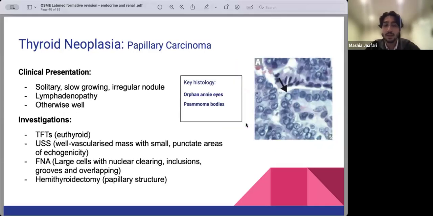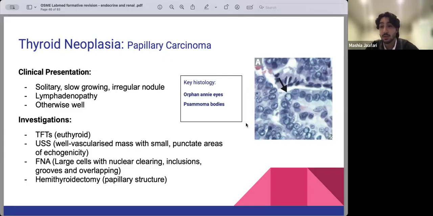Again, the presentation of most of these thyroid cancers is quite similar. They're these solitary, slow-growing nodules. In papillary carcinoma, you can get lymphadenopathy if it's spread to the lymph nodes. But otherwise, you're usually quite well. Again, they don't release thyroid hormone, you're euthyroid. You can do an ultrasound to look at the nodule. FNA, in this case, is diagnostic. So based on the FNA, you can diagnose papillary carcinoma.